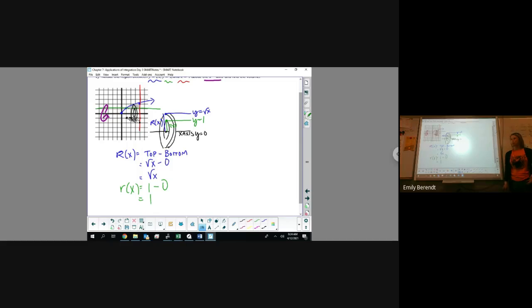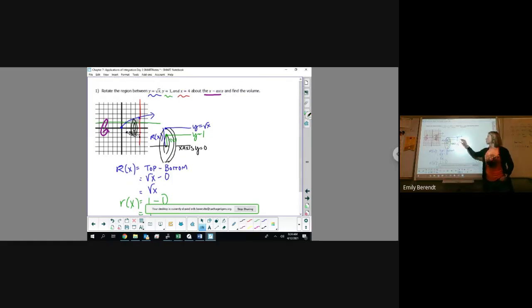It's pretty easy to see the points of intersection on this one. Remember, if you can't tell what it is from the graph, you can always set them equal algebraically. If you set the square root of x equal to 1, you would get 1. And the square root of x is also intersecting the line of 4. So it's intersecting at 1 and at 4. Pretty easy on this one. So we're ready for our volume.